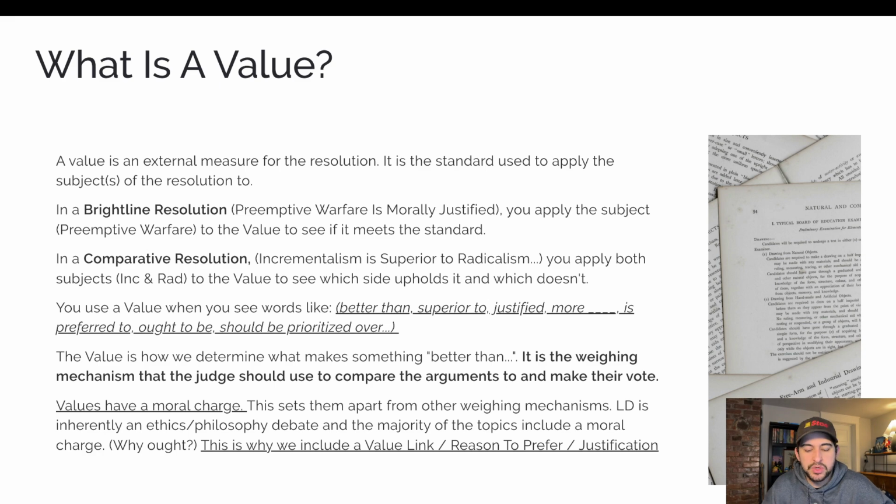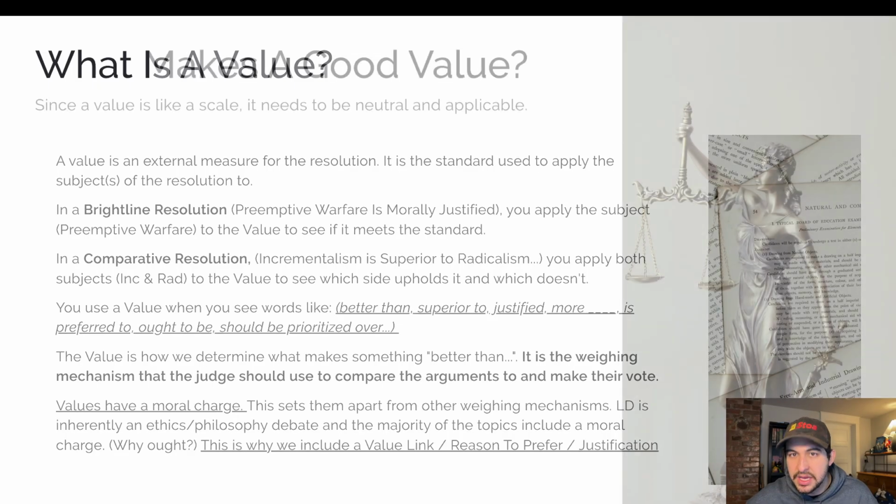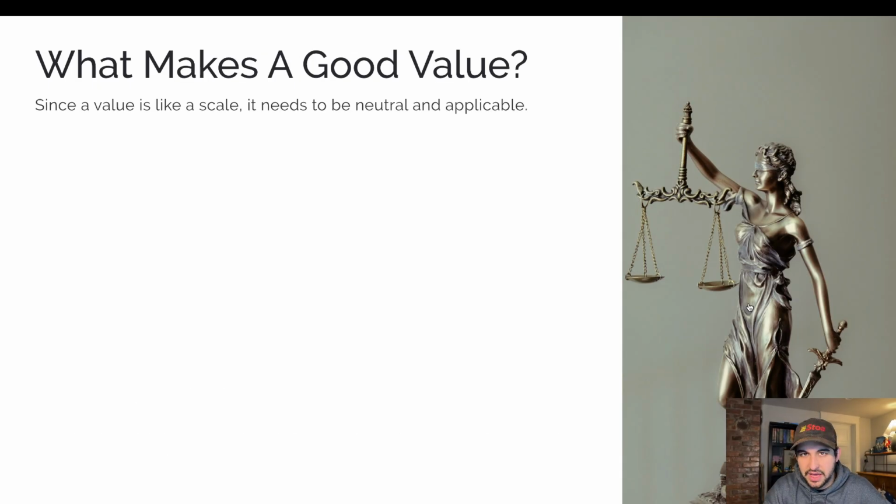And because it's an ethics debate, we're talking about the goodness or badness of an action. And goodness or badness is a moral thing. Now, when we look at this moral charge, it's also the reason why we have what's called a value link, or a reason to prefer, or a justification. It's that extra line of logic that tells the judge that for this round, my value works the best because it does XYZ, or because it applies to XYZ. Basically, because it is the best measure for the round. I'm showing you, Judge, we need to use my weighing mechanism because it gives us the best understanding of the resolution.